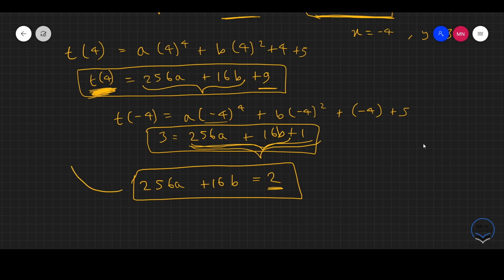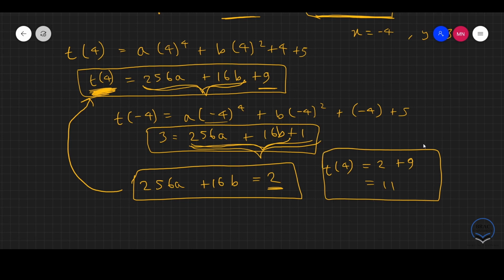So we can substitute this into t of 4. We have t of 4 is equal to 256a plus 16b plus 9, which is equal to 2 plus 9, and that gives us 11. So we have found the value of our output when x is equal to 4. So t of 4 is equal to 11.